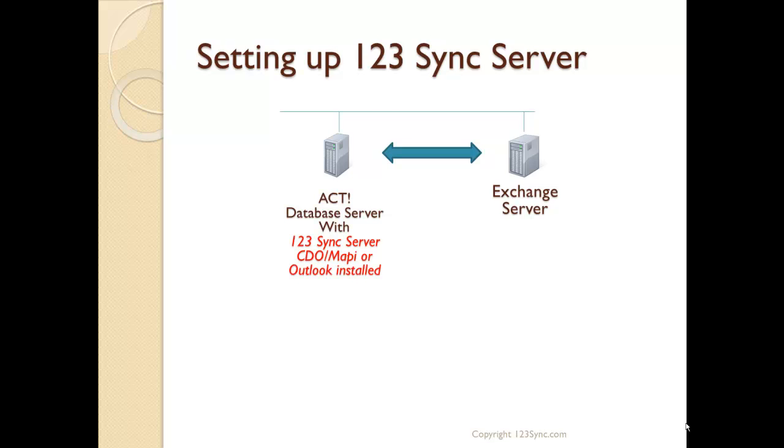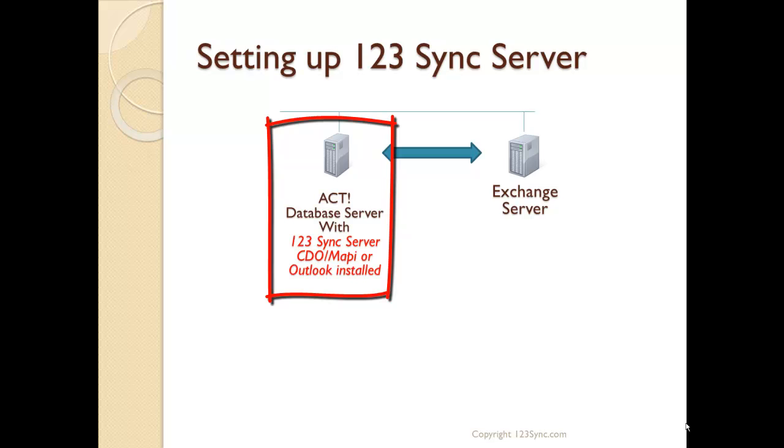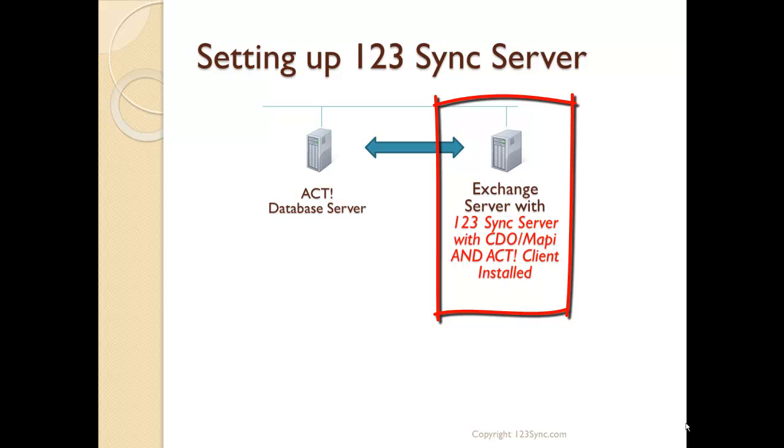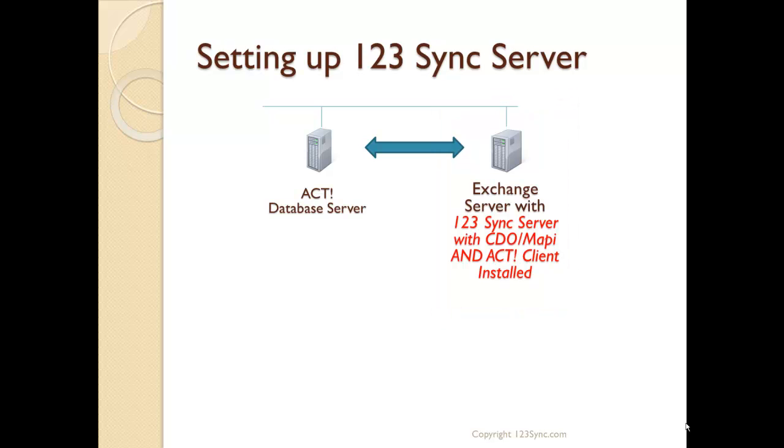One of them is we have the ACT database server with 123Sync installed, and you can either have a CDO MAPI or Outlook installed on that server, and that will interface with Exchange. Or we have a standalone ACT server and you install 123Sync server with a CDO MAPI, and you need the ACT client installed on the Exchange server in order for this configuration to work.